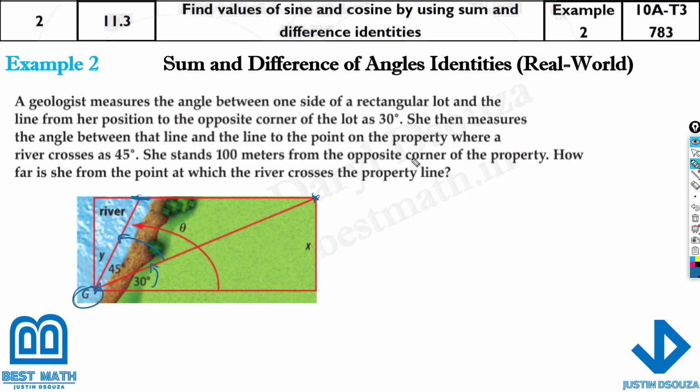She stands 100 meters from the opposite corner of the property. So from here, the opposite corners, right? These are corners, vertices, edges. So this distance is given to be 100. Okay, we know so much. And now, how far is she from the point at which the river crosses the property line? So this is the property end, right? Because they have already mentioned it in the second sentence. So we need to find the distance from where she is until this point. So basically, this distance is what we need.